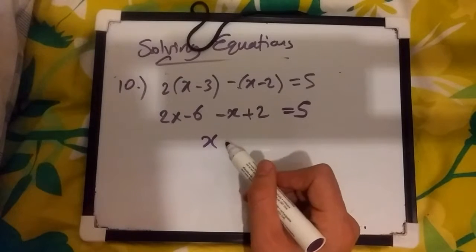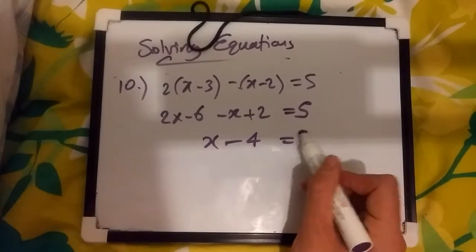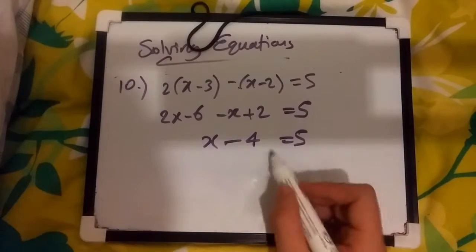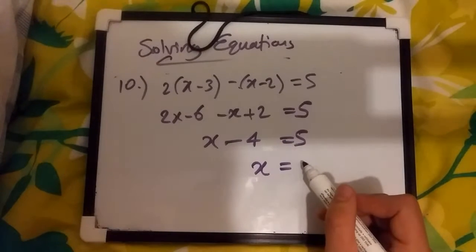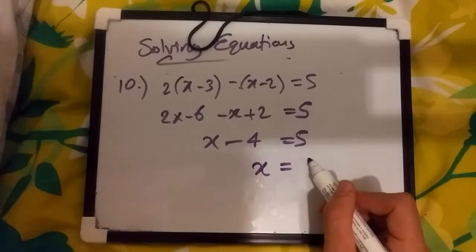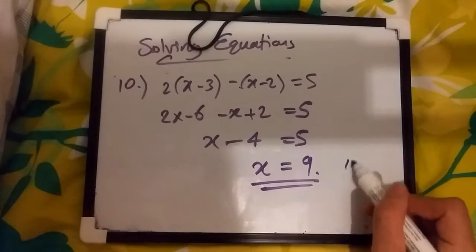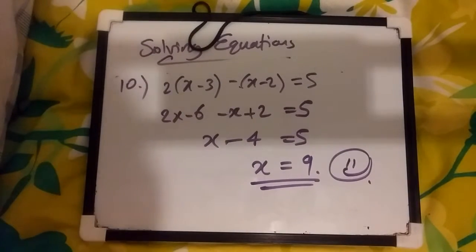Minus 6 plus 2 is minus 4. Again, copy 5. And then to get rid of the minus 4, just plus it across, plus 4. So x equals 5 add 4 is 9. Yeah, that's it, guys. All done.